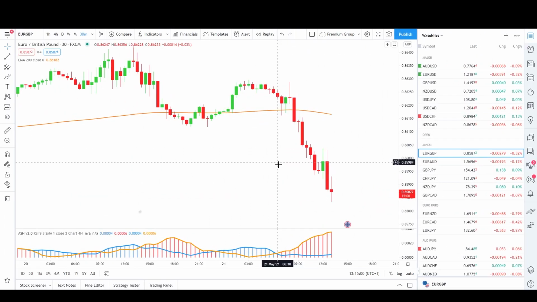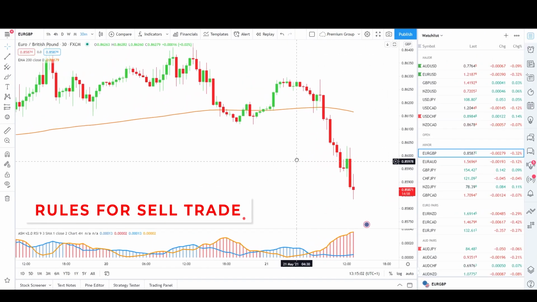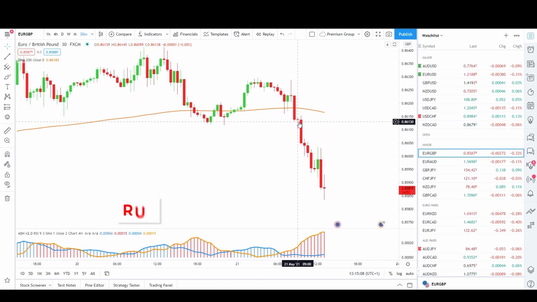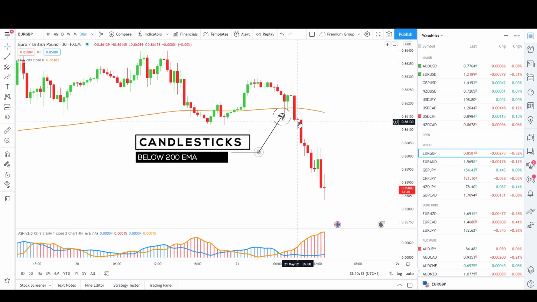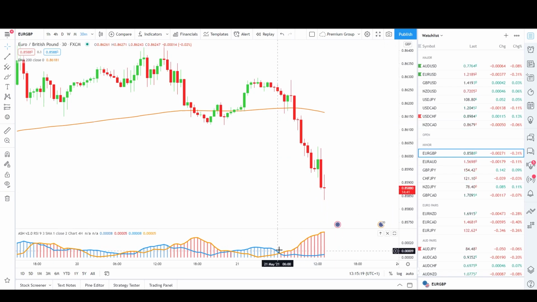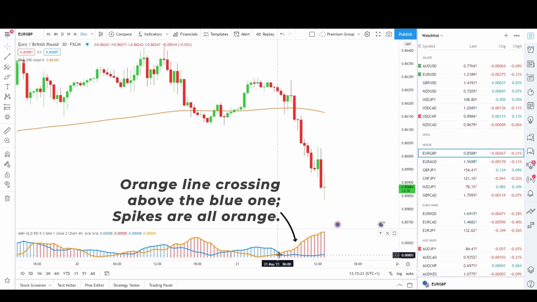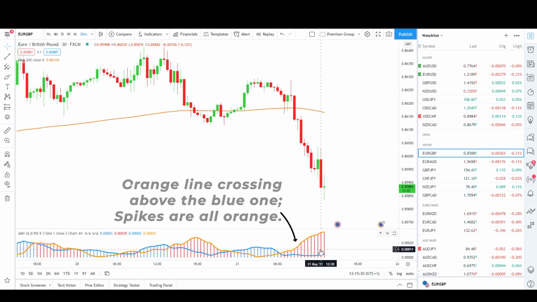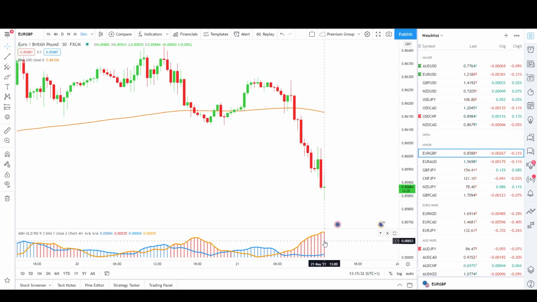So let's say for a sell scenario, this is why we have this 200 EMA as a trend confirmation. If the candlesticks are trending below the 200 EMA, it's indicating we are in a selling market and we will be looking for a sell trade. And the histogram of this indicator needs to be like this. We have to have a crossover, so the orange line must cross above the blue one, and all these spikes need to be in an orange reddish color as well.